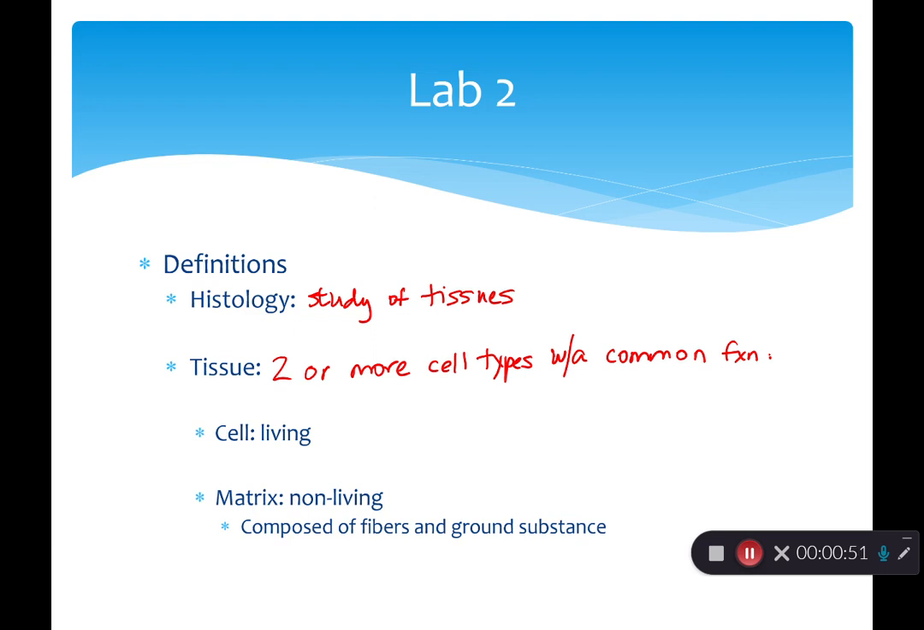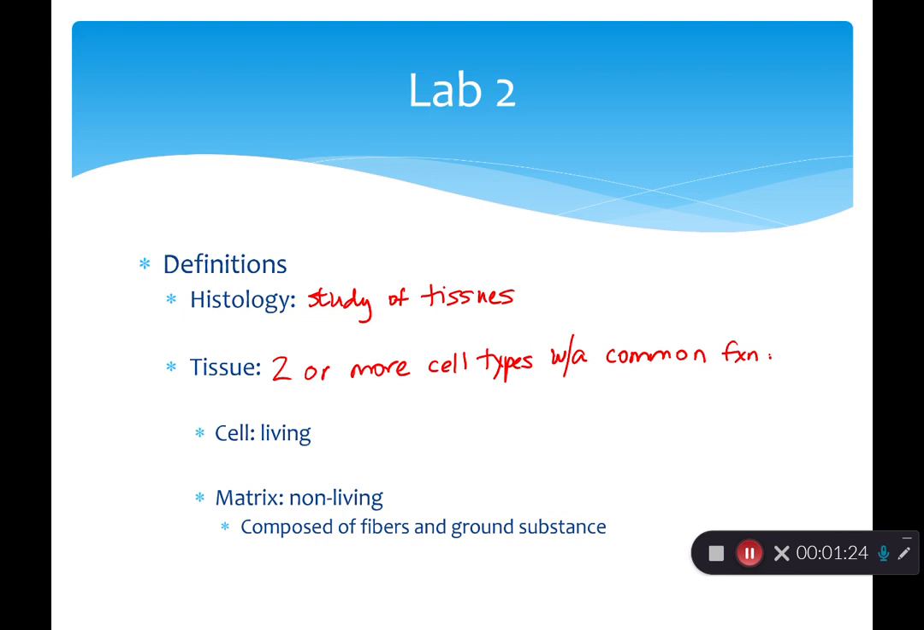So some examples of tissue: the outer layer of your skin, the epidermis, that is a tissue. Blood is considered a tissue because it has 2 or more cell types. Red blood cells plus 5 different types of white blood cells. And they all have a common function, basically getting oxygen around the body and fighting off infection. Cartilage is a tissue, and so is bone.